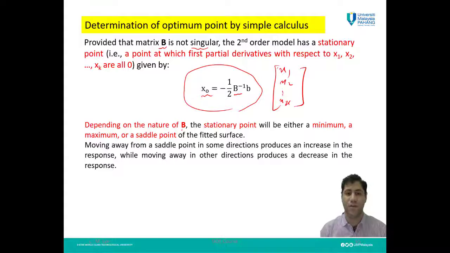Depending on the nature of B here, the stationary point can be a minimum, a maximum, or a saddle point of the fitted surface. So here you can see how we can find the optimum point for an experiment with more than one factor.